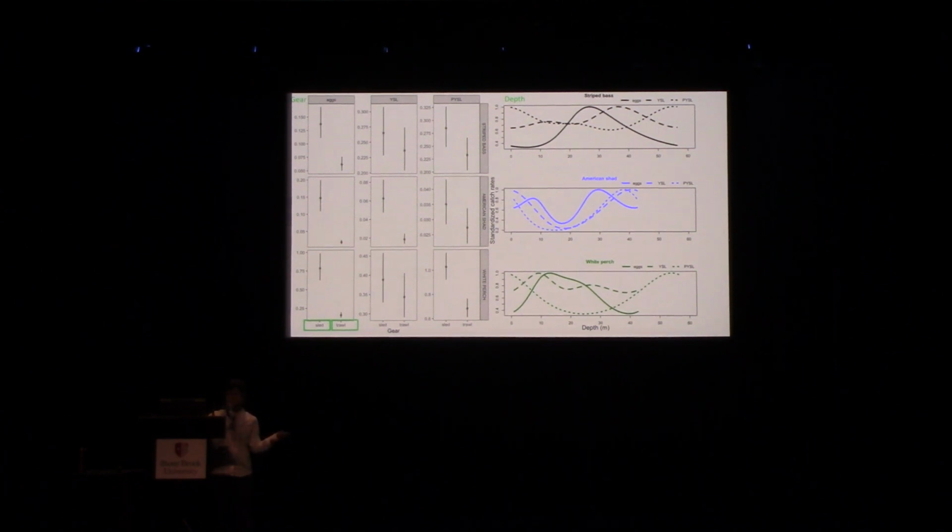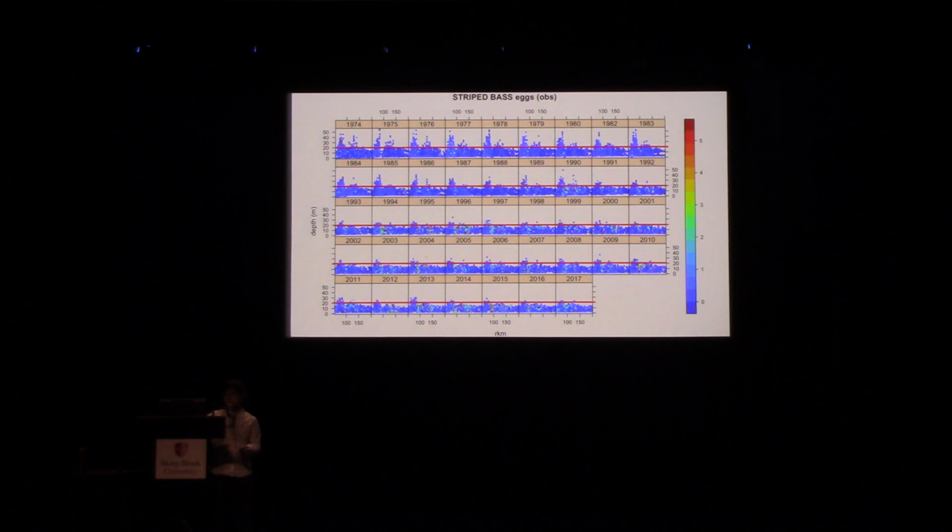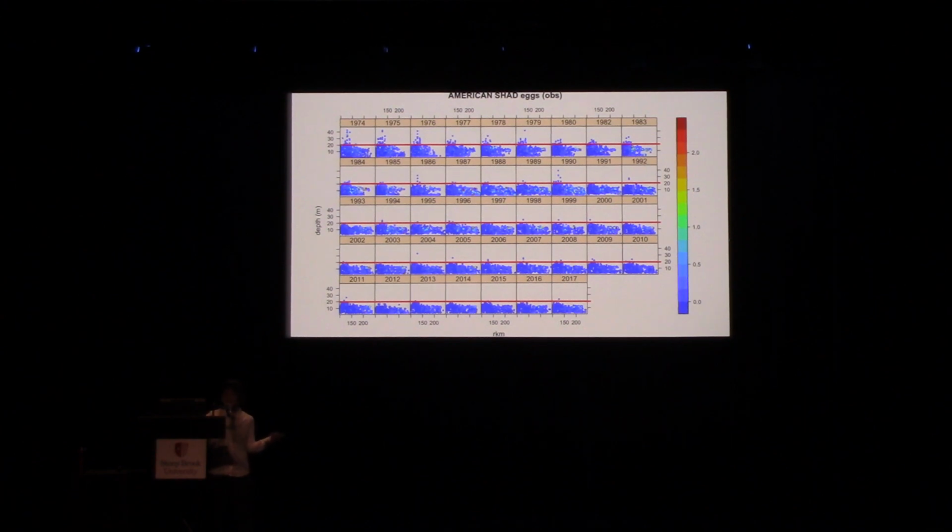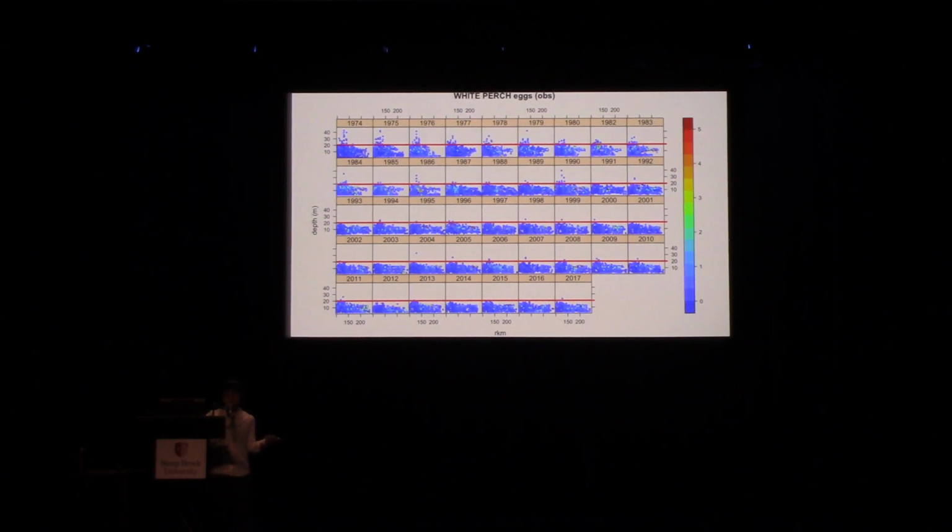Although it looks like they have a wide depth distribution, actually there are not many observations at depths deeper than 20 meters. So these are striped bass egg observations. The x-axis is river kilometer and the y-axis is depth. The red lines indicate 20 meters. So it shows that there are not many observations at depths deeper than 20 meters, and most of them are from early years. And it's the same for American shad and white perch. So the uncertainties of estimates at depths deeper than 20 meters are quite high.